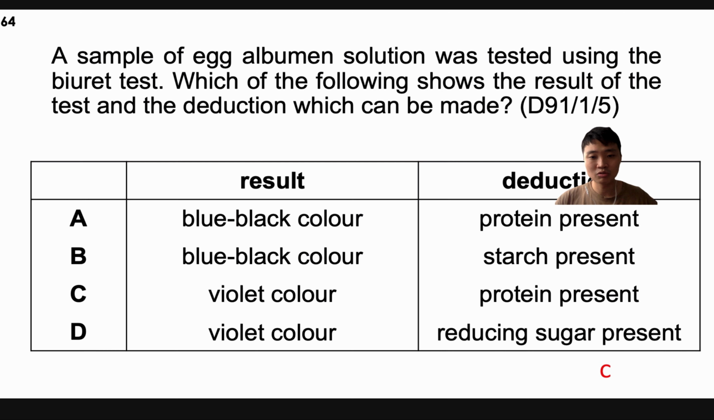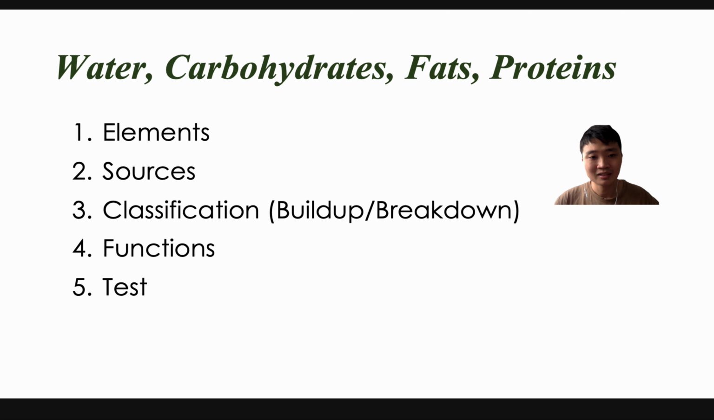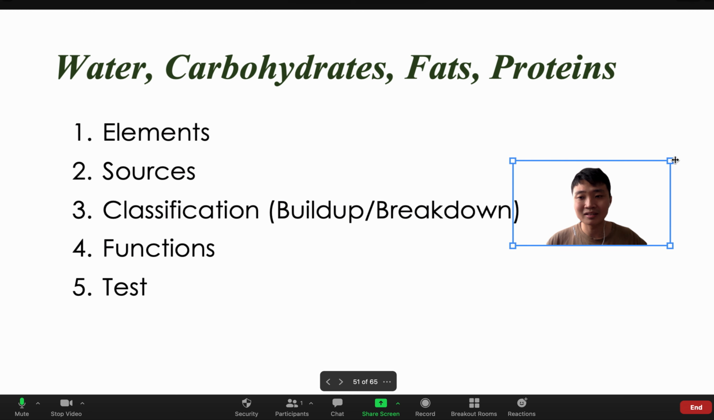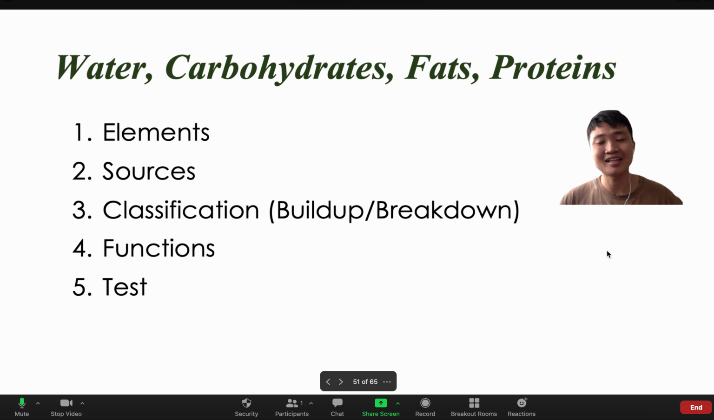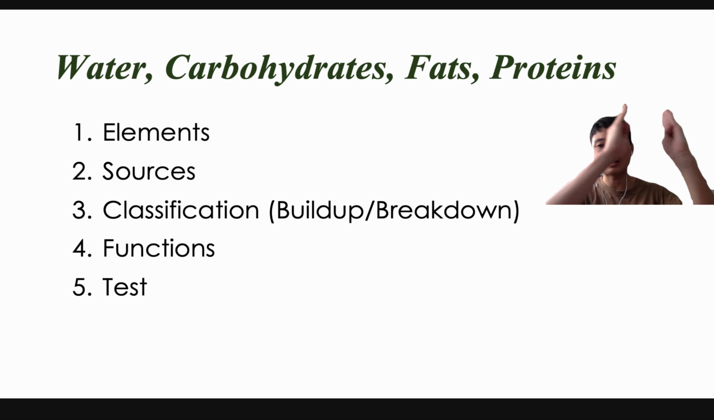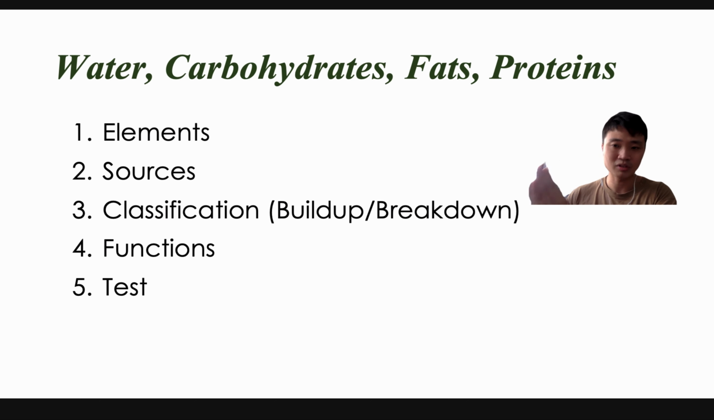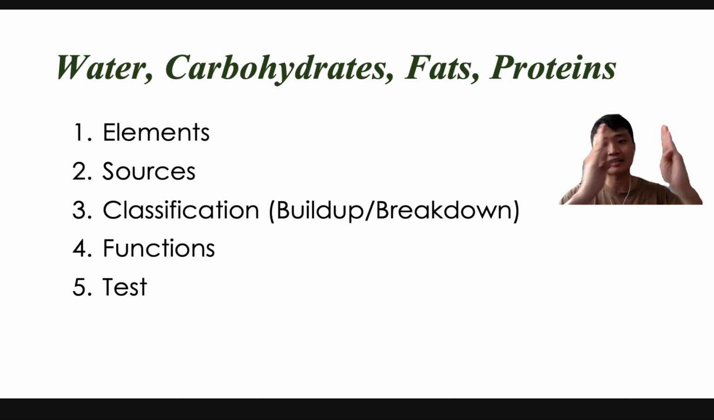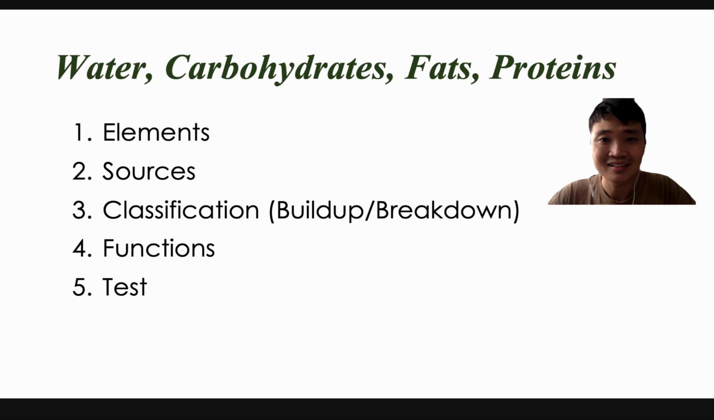Okay, so to quickly summarize this video lecture, the most important thing is this. What are the elements that make up proteins? In this case, CHON: carbon, hydrogen, oxygen, and nitrogen. Where are the sources to get proteins? You get lean meats, tofu, egg white, and whatever else is listed over there. Classification: amino acids can build up to polypeptide chains, which build up to proteins. Proteins can also break down into polypeptide chains and then into amino acids. Functions of protein: synthesize protoplasm, enzymes, antibodies, and hormones.